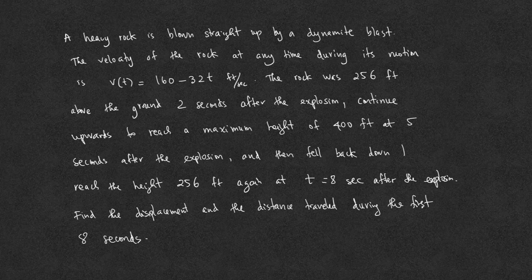A heavy rock is blown straight up by a dynamite blast. The velocity of the rock at any time during its motion is v of t equals 160 minus 32t feet per second. The rock was 256 feet above the ground 2 seconds after the explosion.